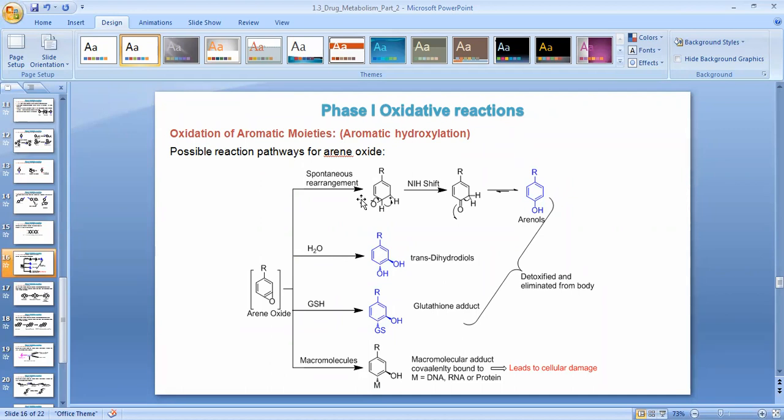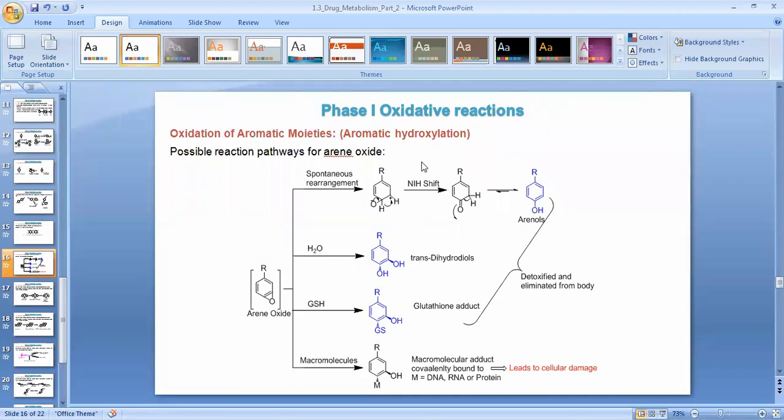Now, the next case study is oxidation of aromatic moieties via aromatic hydroxylation, and the reactions proceed with different types of enzymes and different types of drug molecules, and how they act on the aromatic ring. What are the different ways by which the aromatic ring goes for the aromatic hydroxylation reaction?